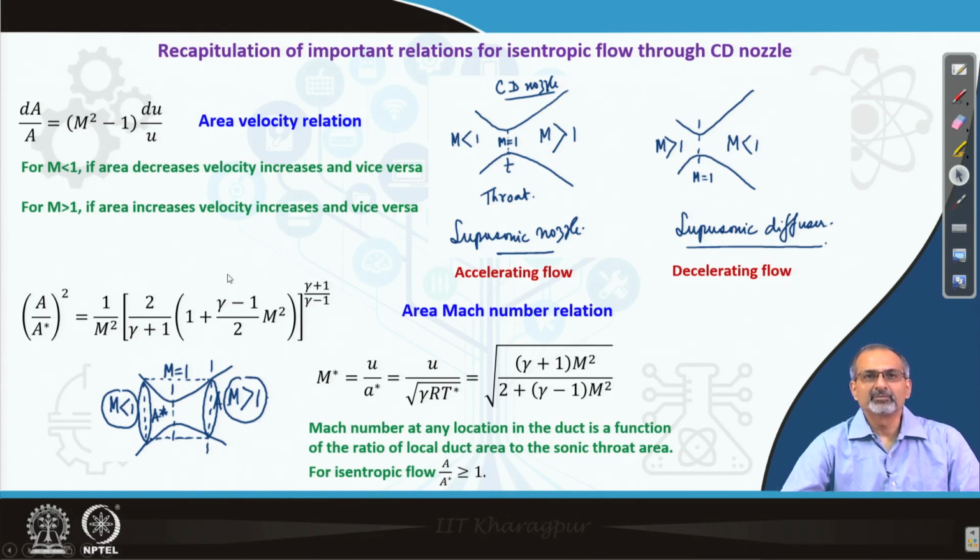And we are also able to come to the A by A star relation, which gives us the scaling of the area of any section of the CD nozzle with respect to the throat area, based on the local Mach number of the flow at that particular area A. And we also define a M star based on the A star property, and we have tried explaining all these things conceptually in the form of simple sketches here.